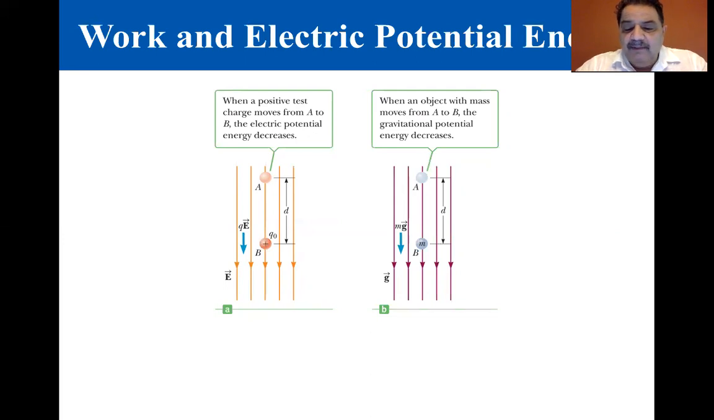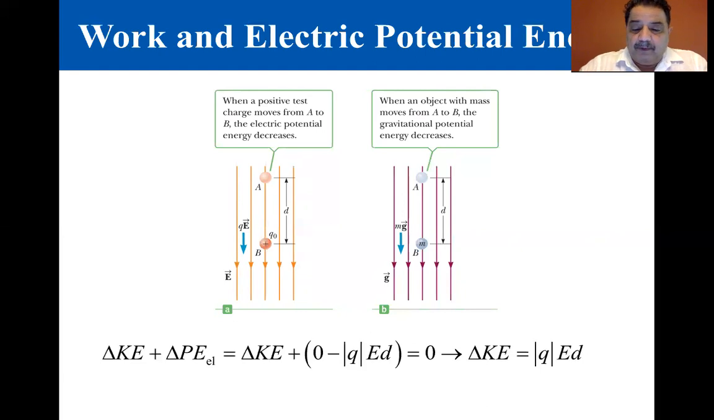Let's let point B be the 0 point for potential energy in both figures. From conservation of energy in falling from point A to point B, the positive charge gains kinetic energy equal in magnitude to the loss of electric potential energy. The absolute value signs on Q are there just to make it explicit that the charge is positive in this case. In a similar way, the mass in the right-hand figure gains kinetic energy equal in magnitude to the loss of gravitational potential energy.